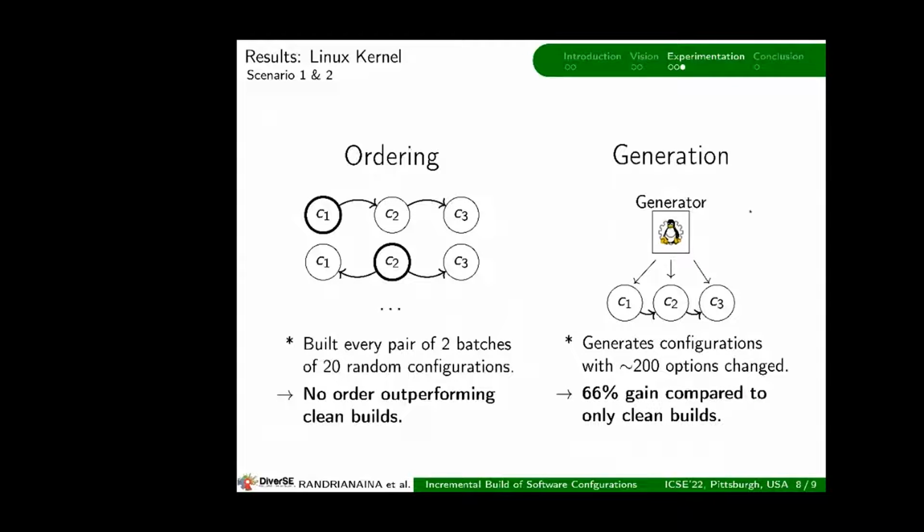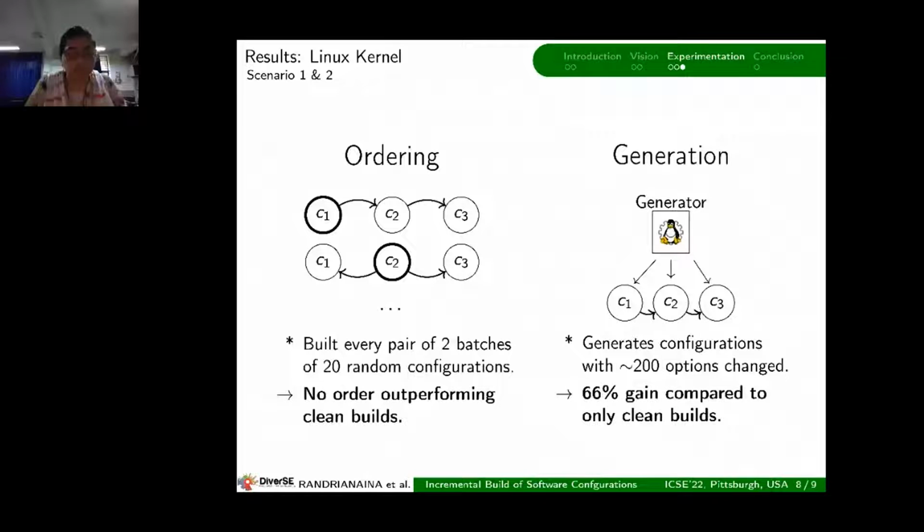However, we applied our second vision, which is generation, so we extracted a dependency graph from the source files to approximate the amount of files to recompile for each configuration. And this helps us to select the options to add for each configuration, then generate them and build them incrementally and guarantee that the incremental build outperforms clean build. And with this technique, we can gain up to 66% of build time compared to clean builds.